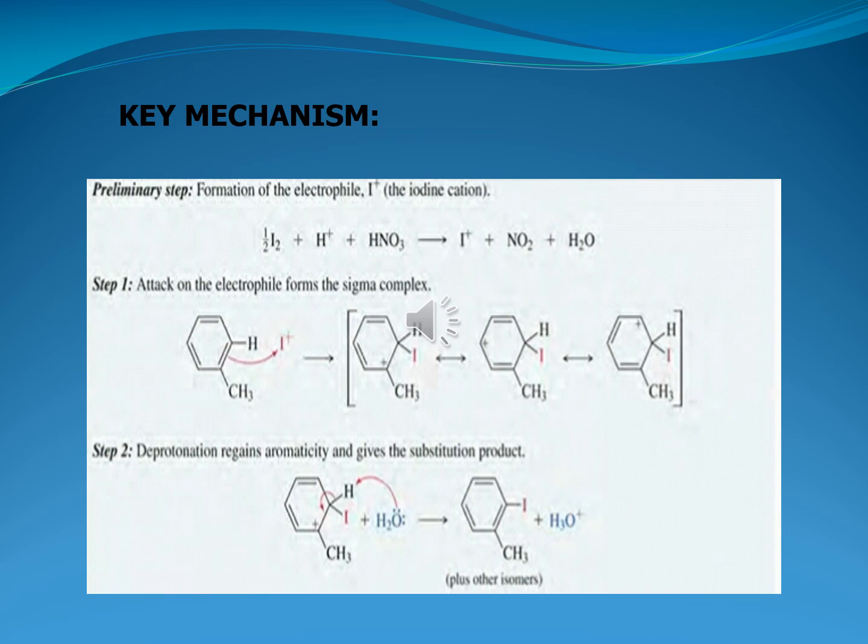In the third step, deprotonation regains aromaticity and gives the substituted product. Here, the water molecule behaves as a base and it abstracts the proton from the electron deficient benzene molecule. In this way, the bond that was formed between the carbon and the hydrogen shifts back towards the electron deficient benzene molecule and generates the iodobenzene substituted product with the formation of the side product, that is hydronium ion.